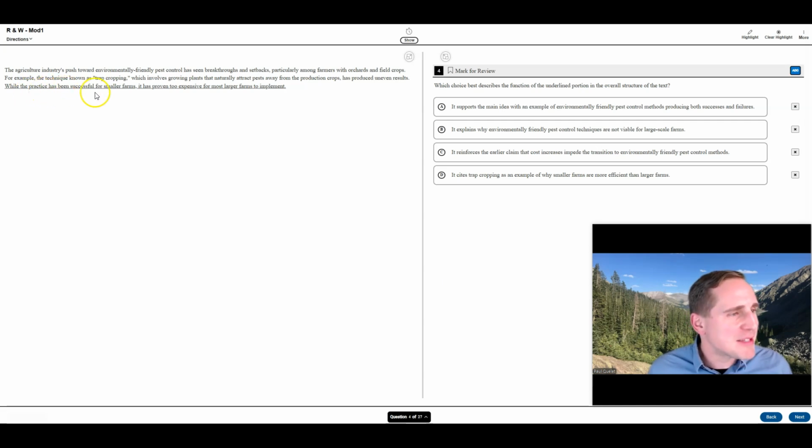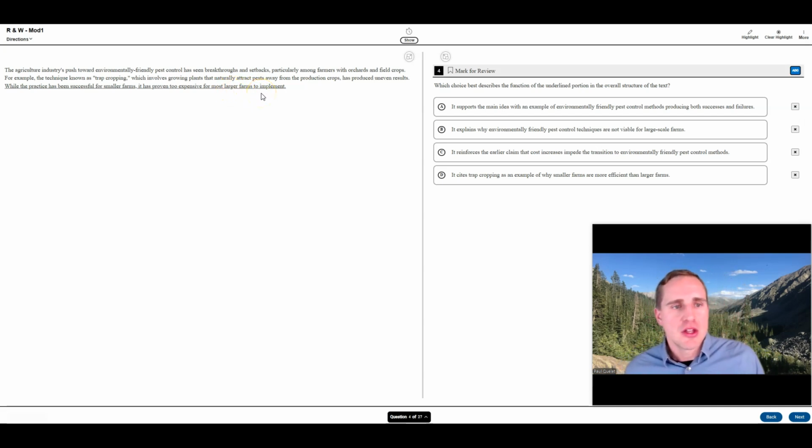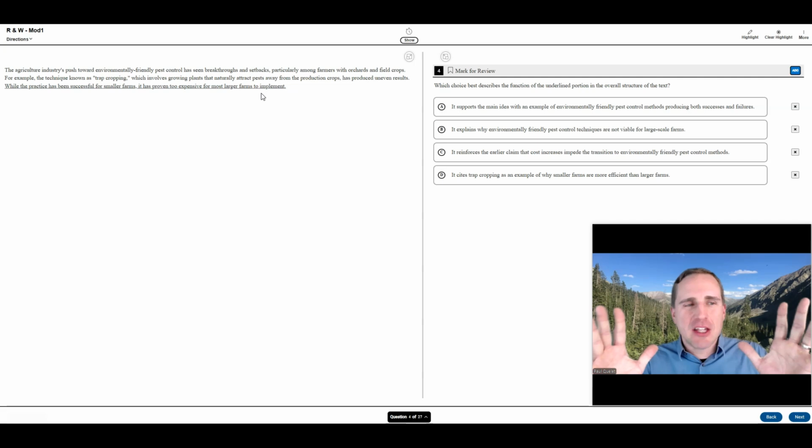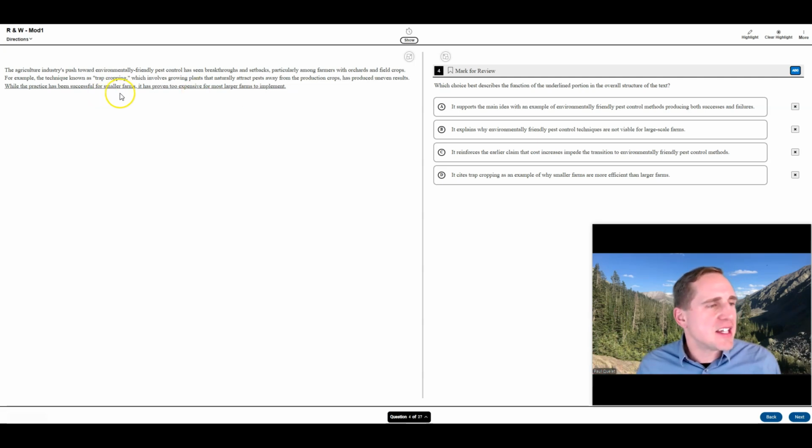While the practice has been successful for smaller farms, it has proven too expensive for larger farms to implement. So we're doing these environmentally good things, and it's successful on the small scale, but not on the large scale because it's too expensive. So what's the role of the underlined text?